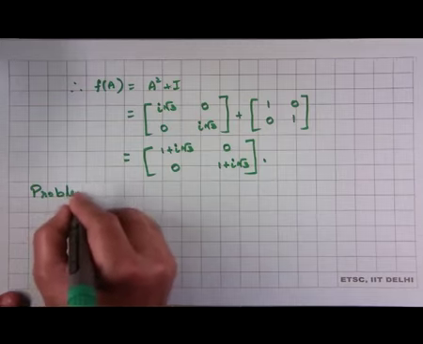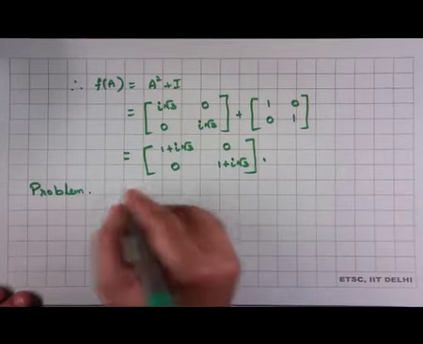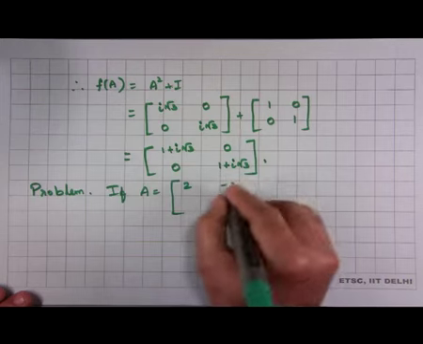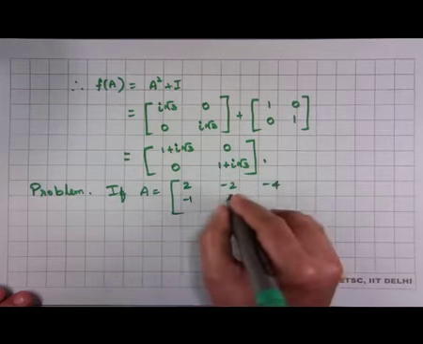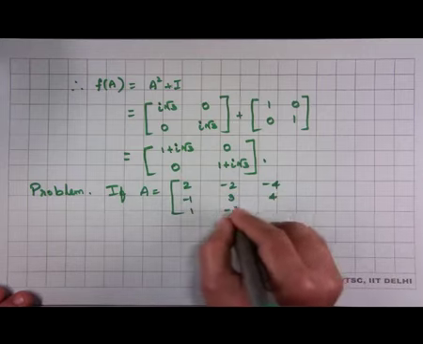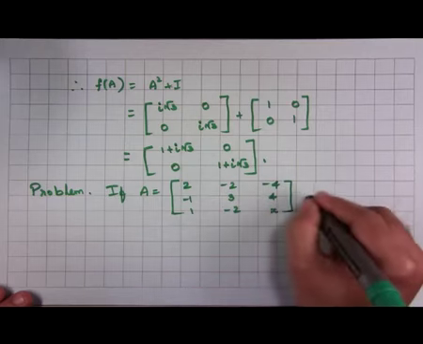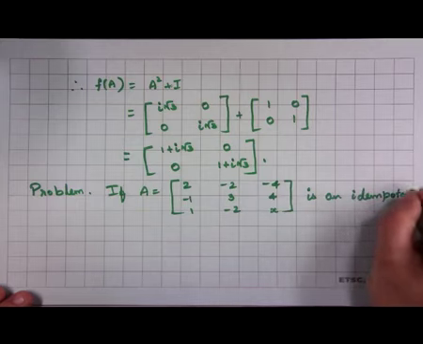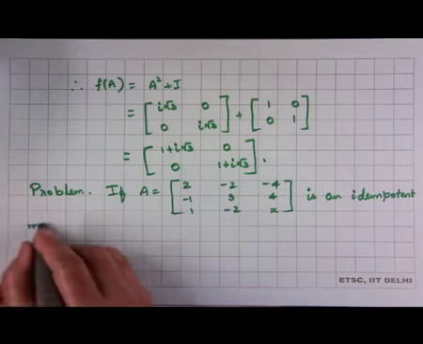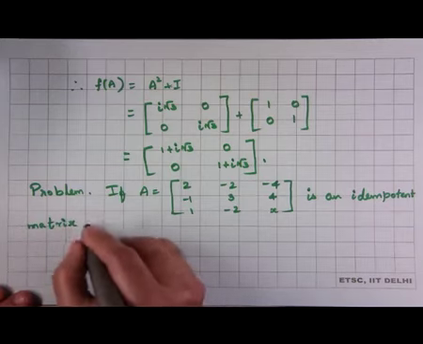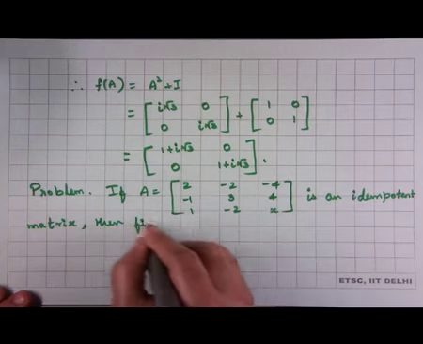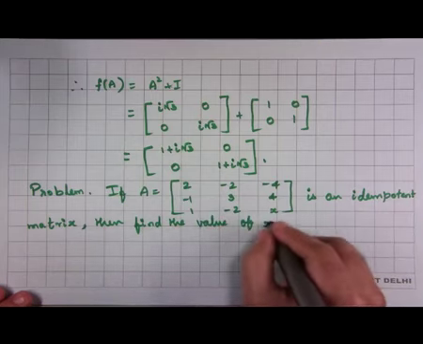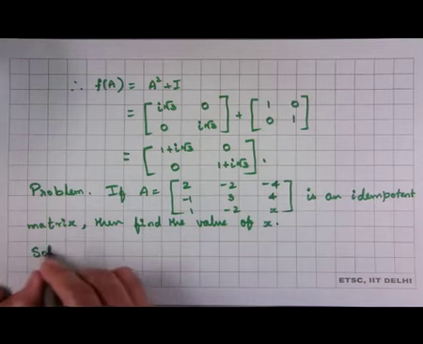Next problem. If A equal to the matrix with rows 2, minus 2, minus 4; minus 1, 3, 4; 1, minus 2, x is an idempotent matrix, then find the value of x.